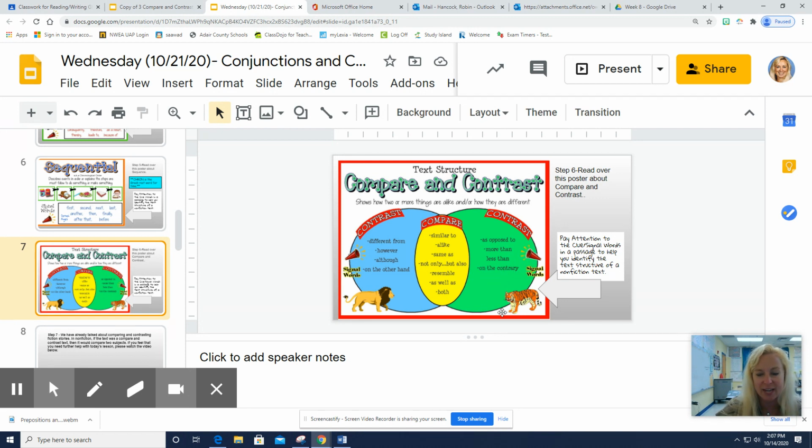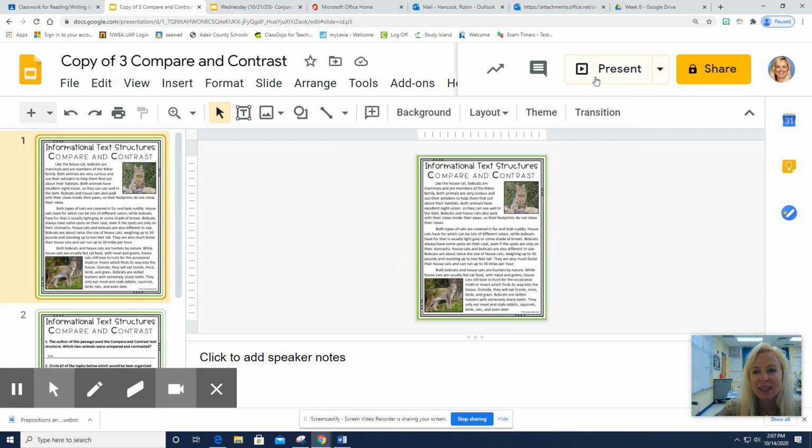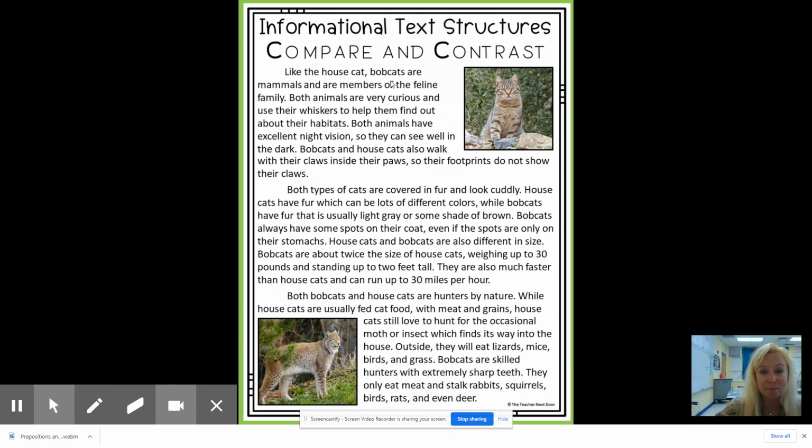This shows a Venn diagram where you could compare the similarities and differences between lions and tigers. Let's, you and I, read this passage right here, comparing house cats and bobcats, it looks like. Let's get into it. Like the house cat, bobcats are mammals and are members of the feline family. Both, okay, you see there's a clue word, both, right there. That's a clue word for compare and contrast.